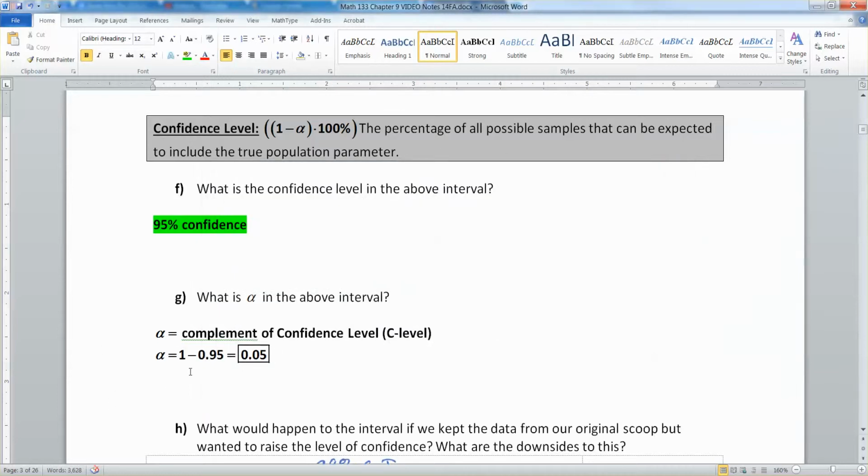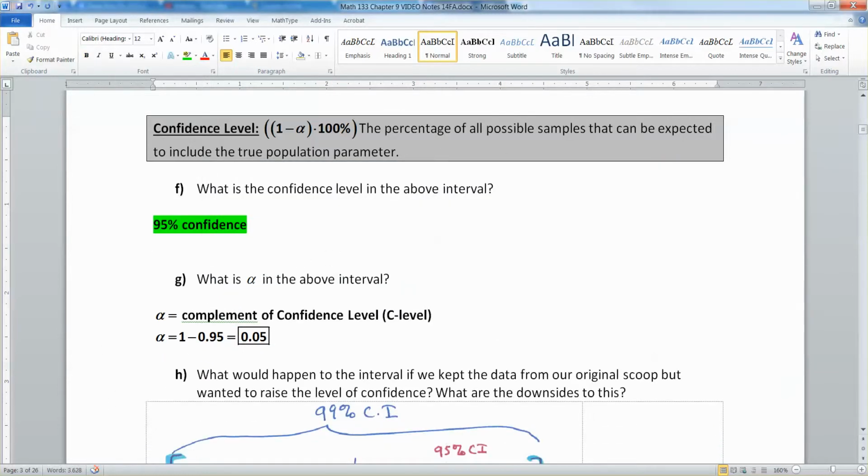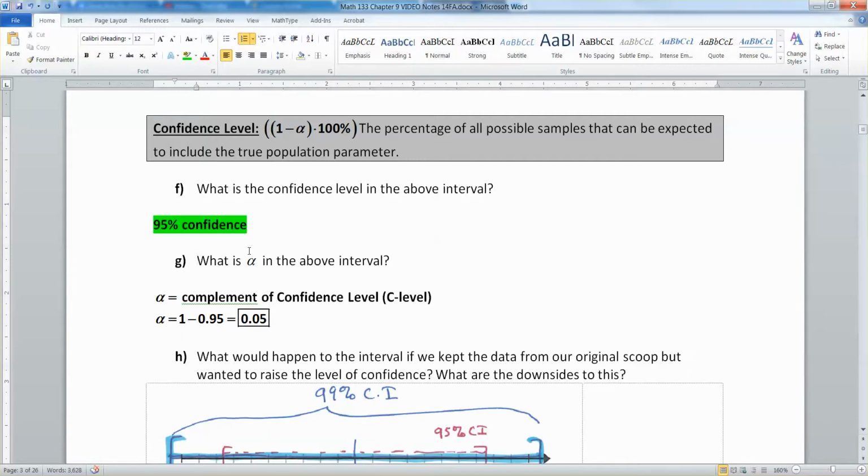Now, alpha has a meaning that's actually quite important to us, and we will learn about it in chapter 10. So for right now, just know that it is the complement of your confidence level and that it's coming back to haunt you, how important that is.